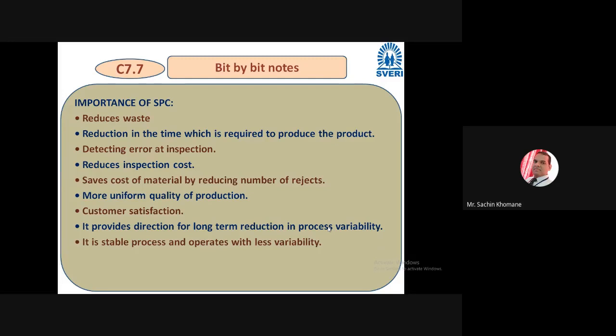It is a stable process and operates with less variability. This statistical process is very stable because it is in the form of numbers, in the form of certain data. So definitely it is a stable process, and there will be very less variability. Every time you will have the same conclusion.